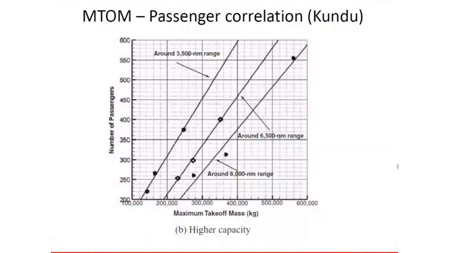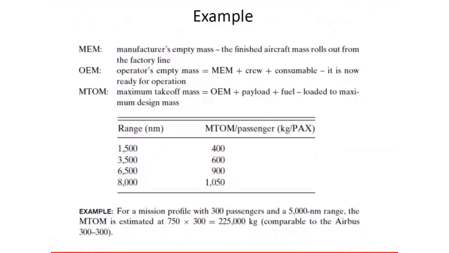Okay, so there is a little bit of confusion in the way people define manufacturer's empty mass. This is the finished aircraft mass that rolls out from the factory line, MEM. So that has nothing else. It's only the aircraft as it rolls out. OEM, it's not original equipment manufacturer. In this case, operator's empty mass is MEM, the aircraft mass, plus crew, plus consumables. Okay, it is now ready for operation. So consumables meaning fuel and lubricants and everything else, plus the crew and everything.